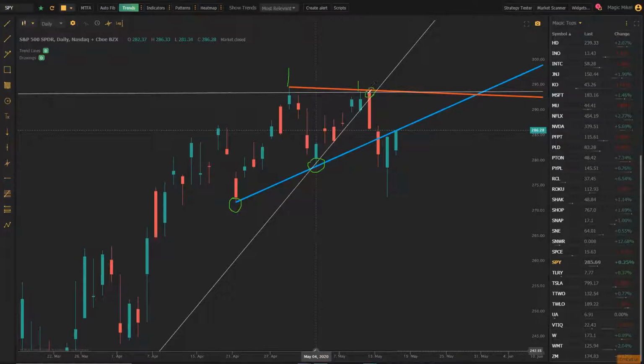This day started literally here. Okay, when it's a red candle, that means the opening price is at the top of the body. If it's a green candle, it means the opening price is at the bottom of the body, and then it goes up, making it a green candle.